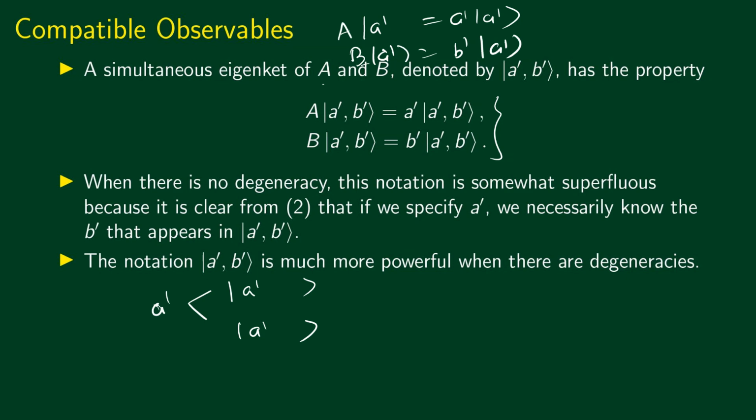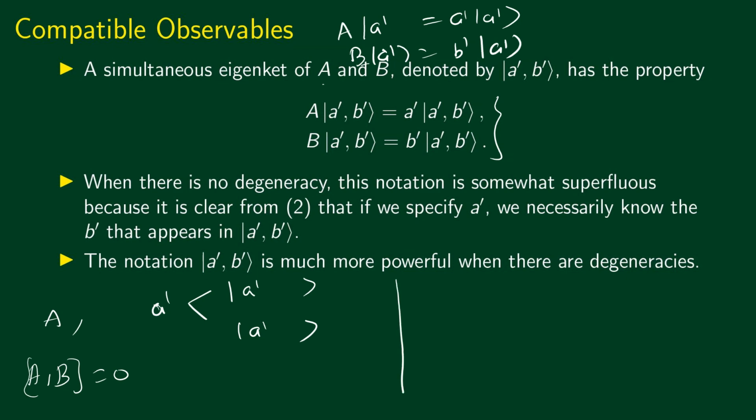Suppose the eigenvalue A prime is twofold degenerate. Then labeling the ket by the eigenvalue A prime alone doesn't completely specify the state. It could be one of the degenerate kets. Then what do we do? These are the eigenkets of operator A. What we do now is find another operator that commutes with this operator, another operator that's compatible with the first operator.